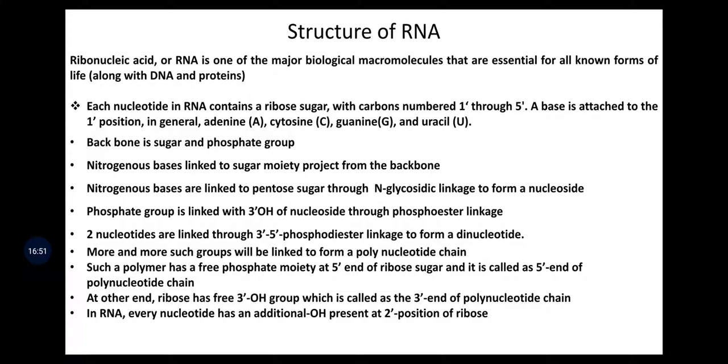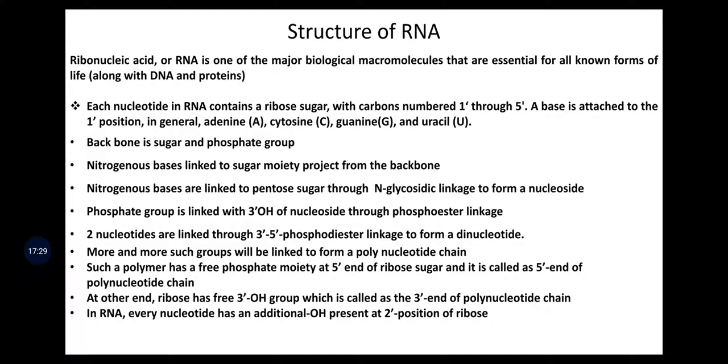Coming to the structure of RNA, this I have already discussed, but for your kind understanding, I'm just reading it out here. Ribonucleic acid or RNA is one of the major biological macromolecules that are essential for all known forms of life. Each nucleotide in RNA contains ribose sugar with carbon numbers 1 through 5. A base is attached to the first position, in general adenine, cytosine, guanine and uracil. The backbone is sugar and phosphate group. Nitrogenous bases linked to the sugar moiety project from the backbone.